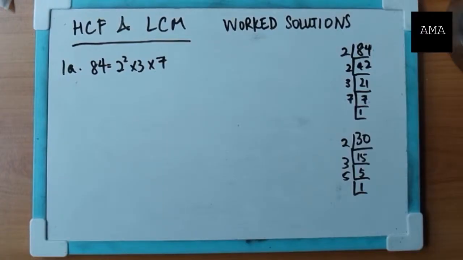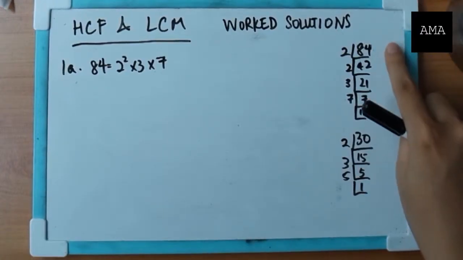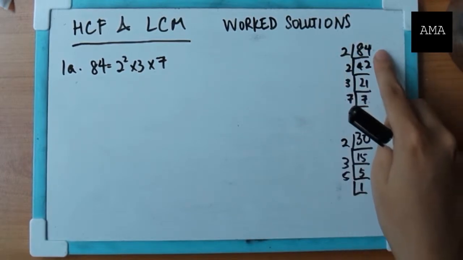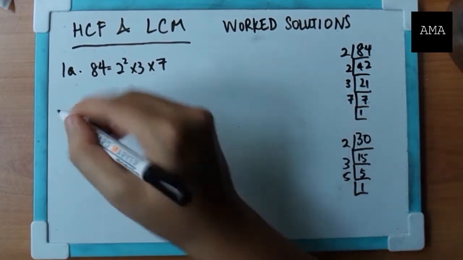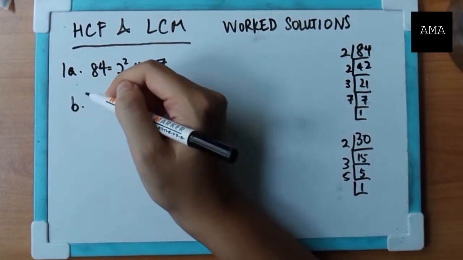Alright, for question 1a, it's pretty straightforward. All you have to do is just divide by prime factors using this method, and then you should get the product of prime factors pretty easily. Now, part B is a little bit more interesting.